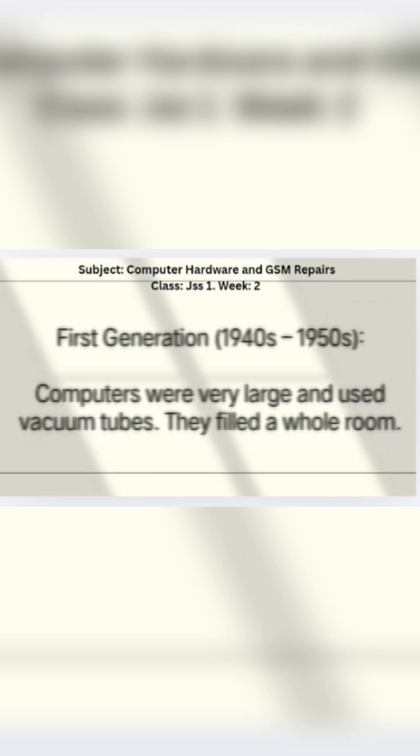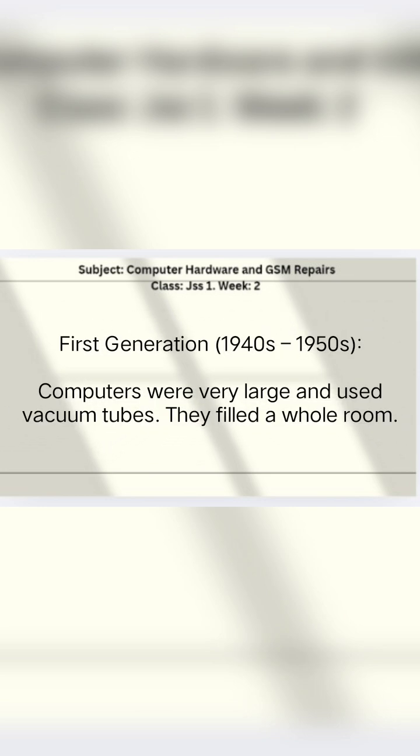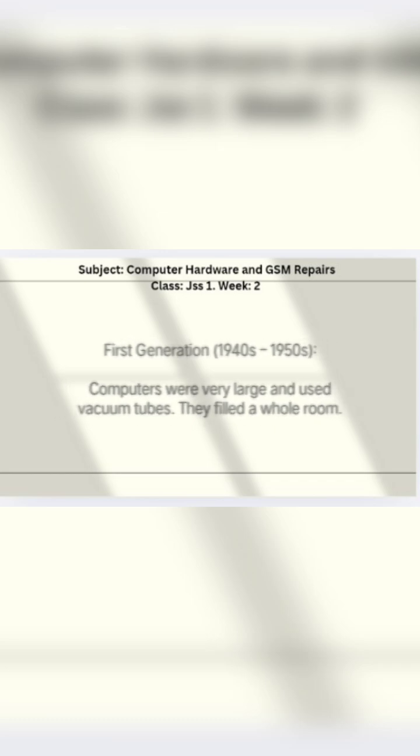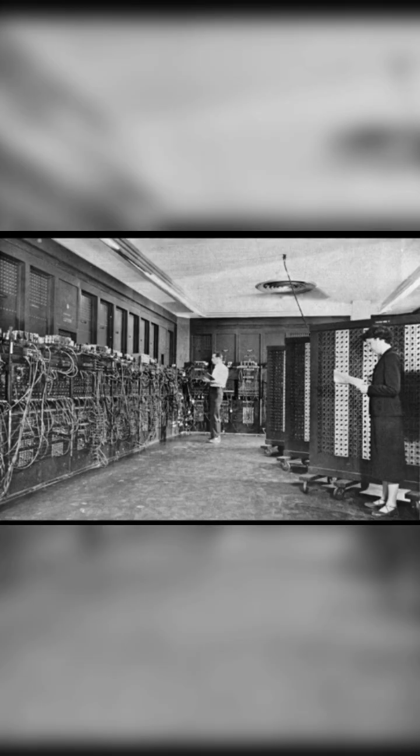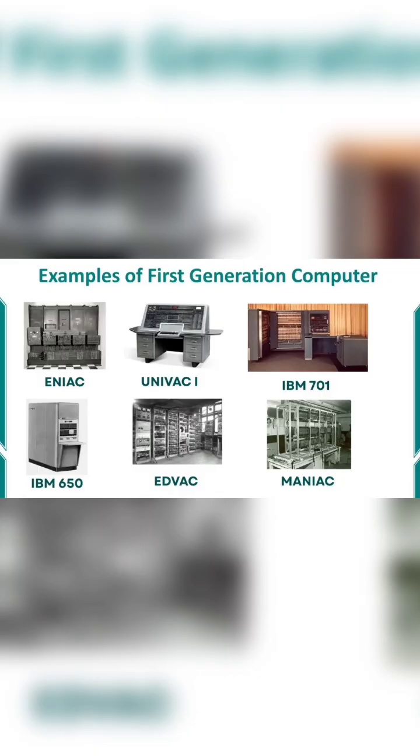The first generation of computer, from the 1940s to 1950s, used a technology called the vacuum tube, which is a special glass tube, to process data. It generates a lot of heat, it consumes a lot of electricity, and it is very enormous. It is so big that it fits into one or more rooms, and it breaks down often. An example of a first generation computer is ENIAC.